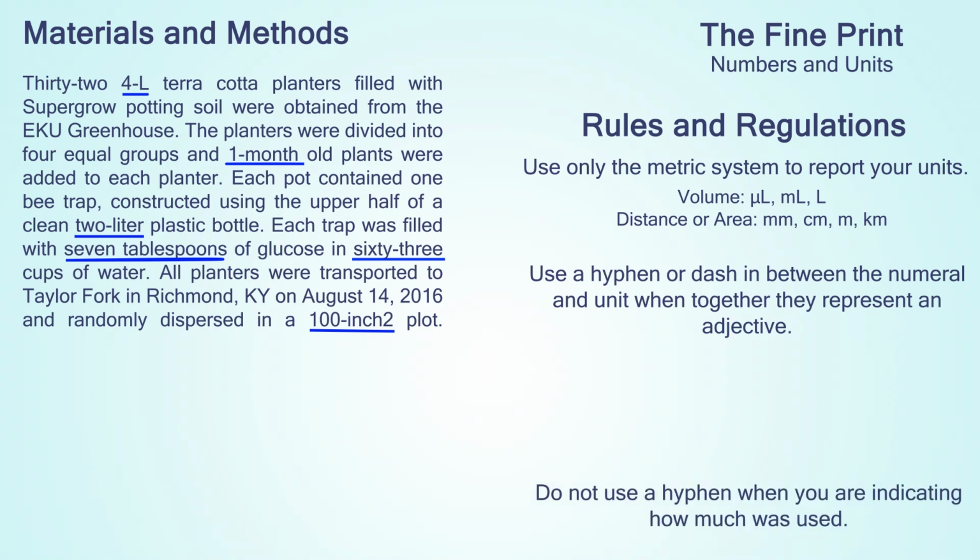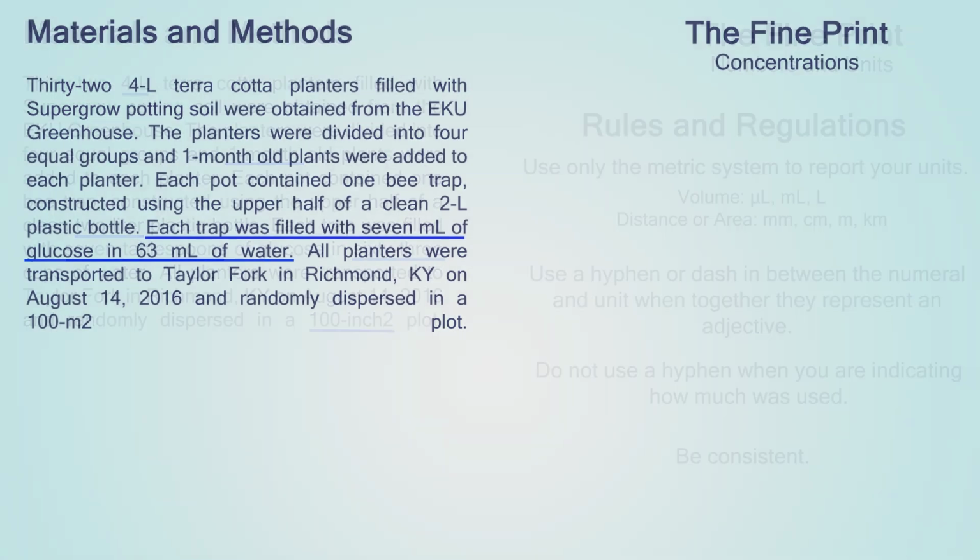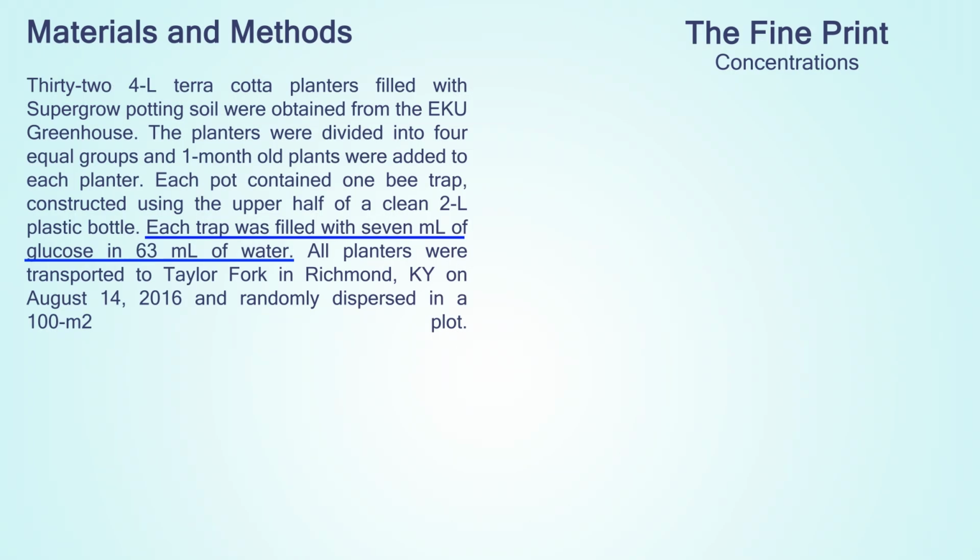Rule number 5 states do not use a hyphen when you're indicating the actual volume used or distance measured. The underlined numbered unit combinations in this case are used as measurements. Please read the underlined sentence and jot down what is wrong with this sentence. Pause the video to give you time and start the video when you're ready.